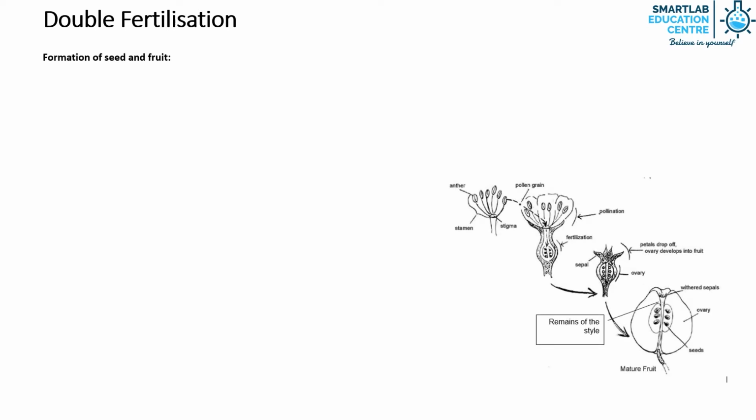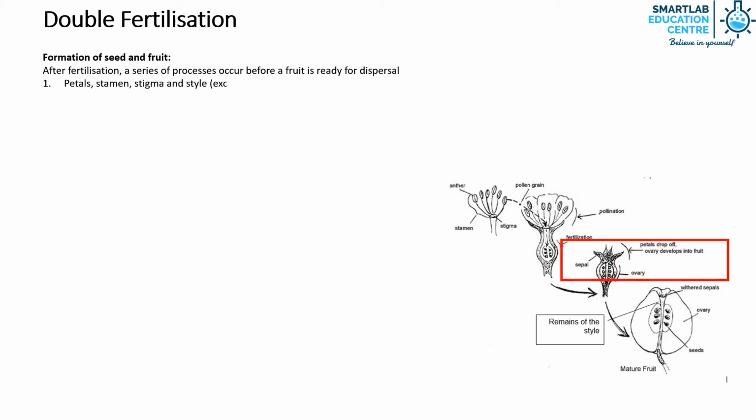So what happens after fertilization? There would be the formation of the seed and fruit. After fertilization, a series of processes occur before a fruit is ready for dispersal. Firstly, the petals, stamen, and style will wither away, except the ovary. This leaves behind the sepal and ovary attached to the plant through the receptacle.